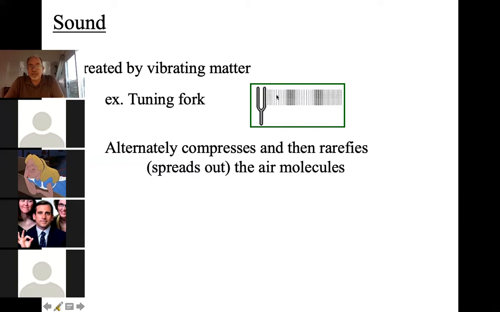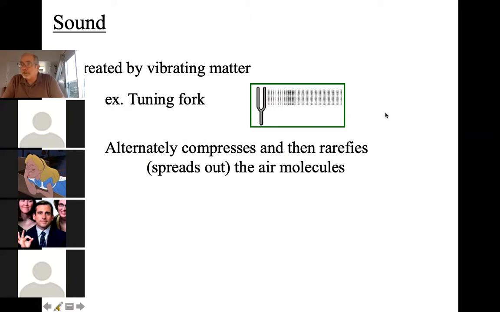It alternately compresses and then rarefies the air molecules. Okay. So as the tines vibrate, and this is exaggerated for effect, you can actually see them if you put a tuning fork in a strobe light. You can see the vibrations. Or in front of an old cathode ray tube TV, but they don't have those anymore. So never mind about that. But you can see the vibration with a strobe light. And so these tines alternately compress and then rarefy the air molecules.